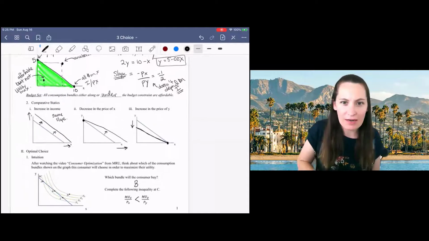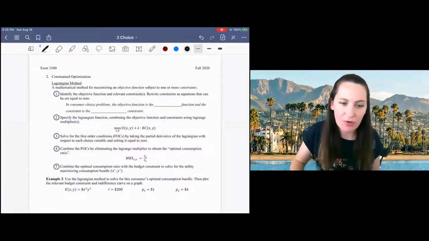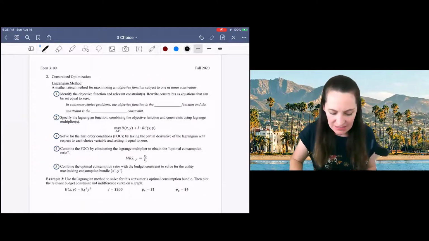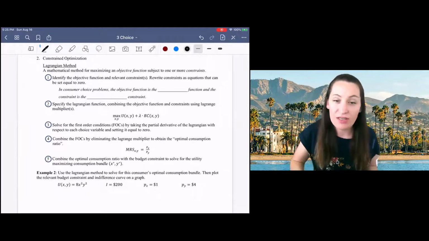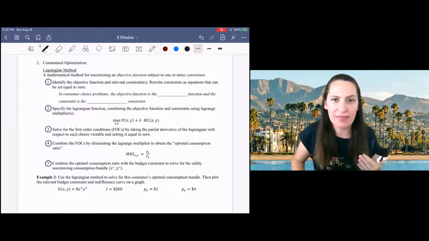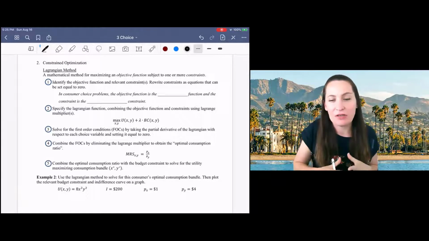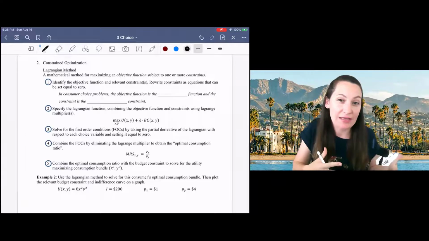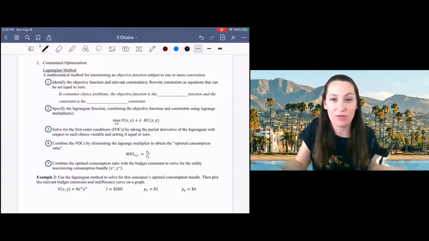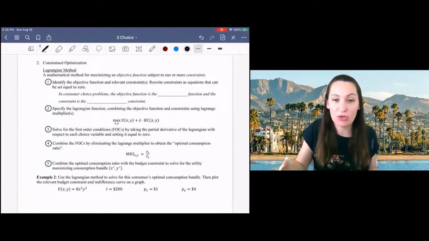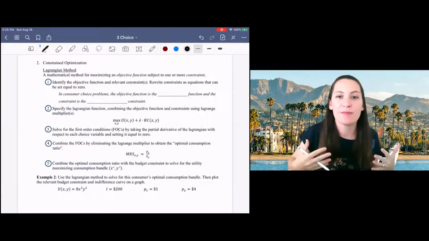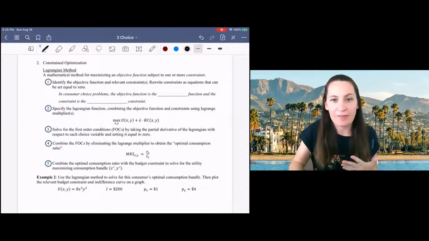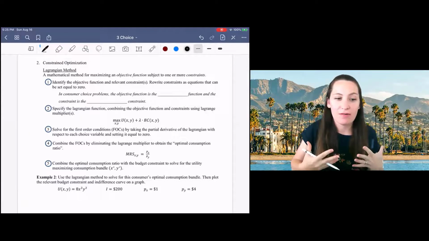We're going to go on now to do some numerical examples of constrained optimization, in this case utility maximization. And I want to teach you at this point a method for constrained optimization that you could apply to a variety of different contexts. It's not specific to utility. It's not specific to economics. It's a mathematical technique to help us in situations where we're trying to optimize with a constraint.